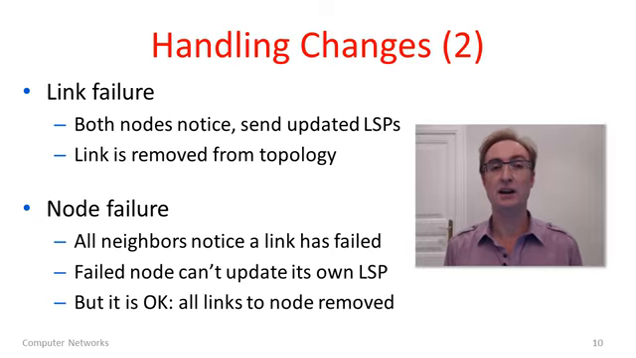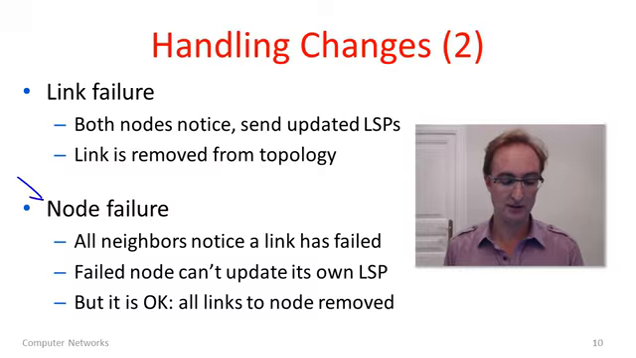When there is a link failure, both of the nodes adjacent to the link will notice that the link no longer carries packets, so they'll both send updated link state packets saying the cost of that link is infinity. Therefore the link will effectively be removed from the topology when nodes calculate their routes. Now imagine though that there's a node failure.